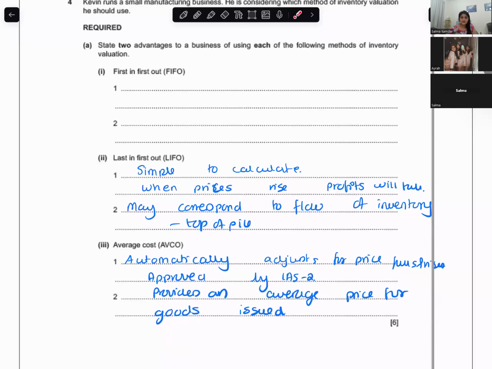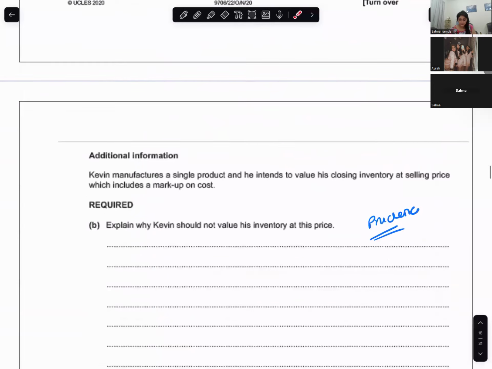Okay. The meaning of average cost. Average cost is when the unit cost of each inventory is calculated at each point. The advantage is that it takes account of inflation, increase in prices, and it is approved by IAS too. And provides average price for the goods sold.